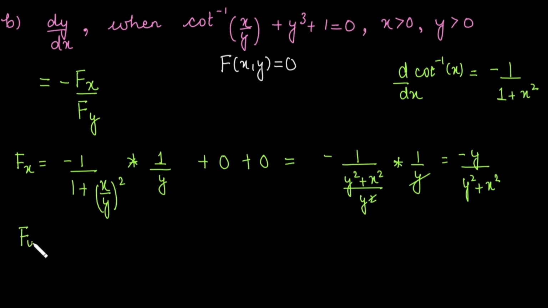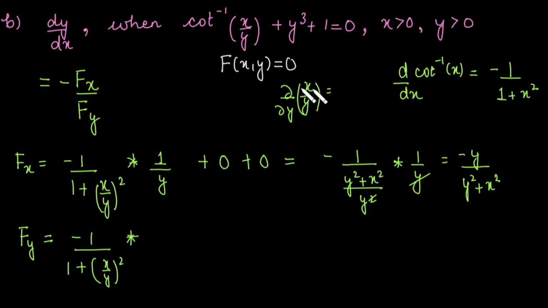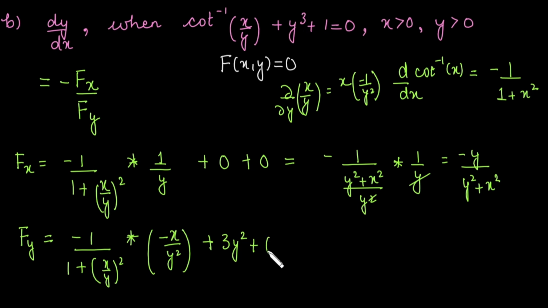Similarly, calculate the partial derivative of function with respect to y. Take its derivative with respect to y. We have negative of 1 divided by 1 plus x by y square into derivative of x by y with respect to y. So x is constant, we will take outside. Derivative of 1 by y is minus 1 upon y square. So we write in this case negative of x by y square plus derivative of y cube, that is 3y square, plus derivative of 1, 0.